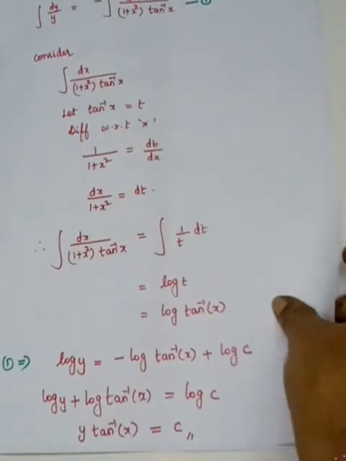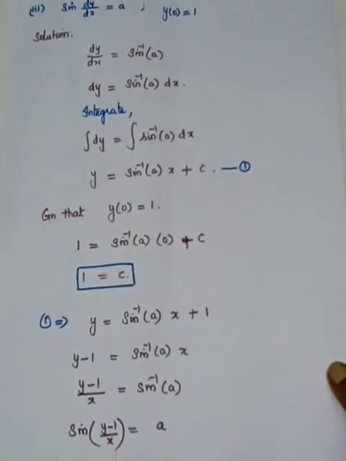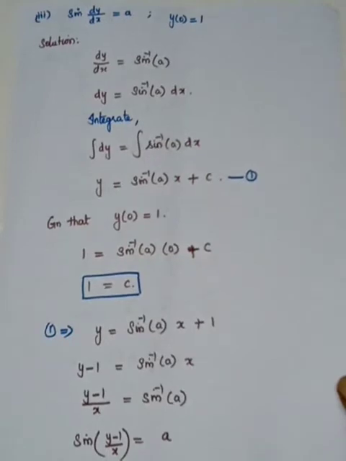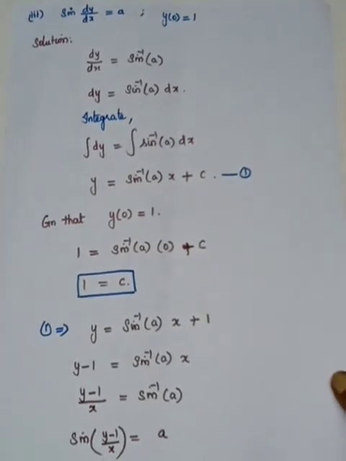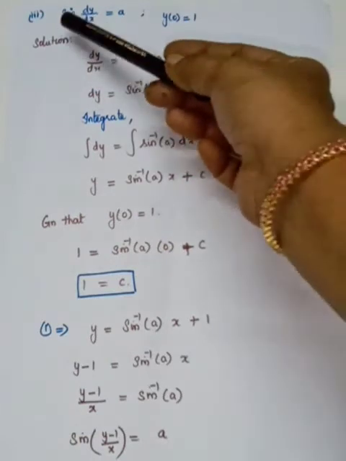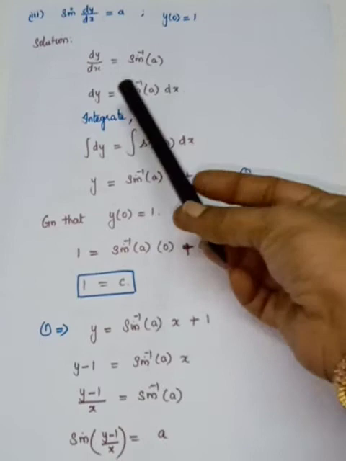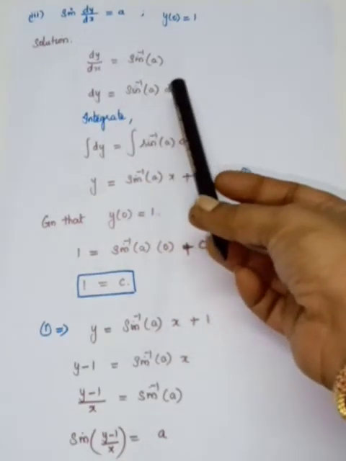Okay, so the next one. Coming to the third subdivision, sine dy by dx is equal to a and y of 0 is equal to 1. So first, dy by dx is equal to the sine, when you bring it to this side, it is sine inverse of a. So dy is equal to sine inverse of a into dx.